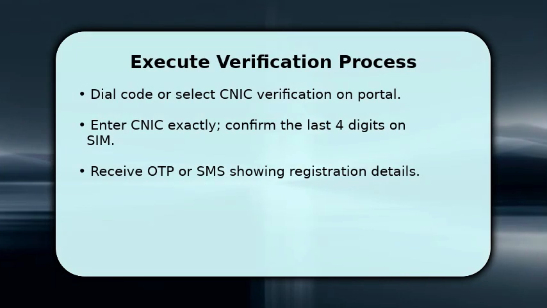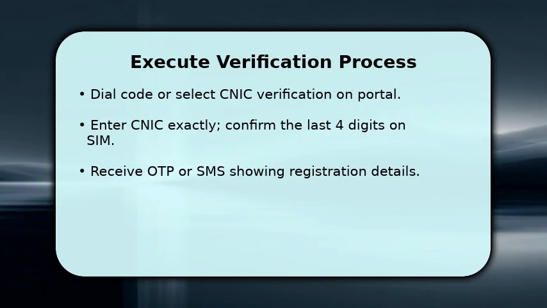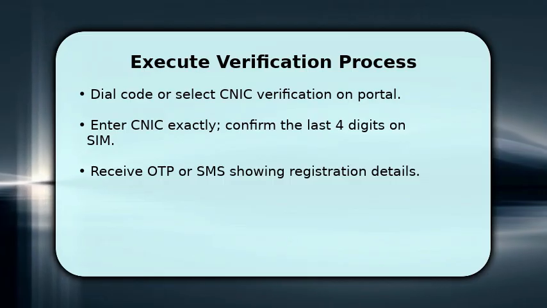Once you've started, follow the verification steps exactly. Enter the 13-digit CNIC when prompted and confirm any displayed digits that match the SIM. If an OTP is sent to the Zong number, enter it promptly. This proves the SIM receives messages. Make sure to read the registration details in the returned SMS or portal page. Look for name, SIM status, and registration date.